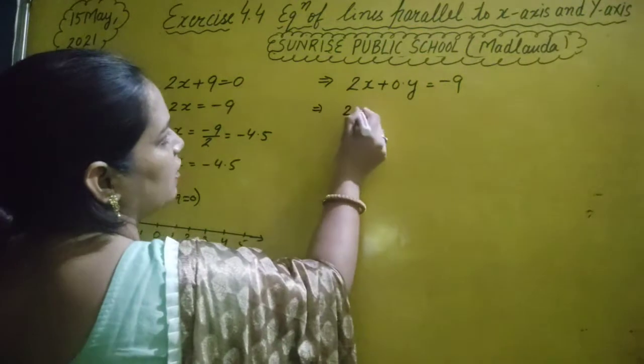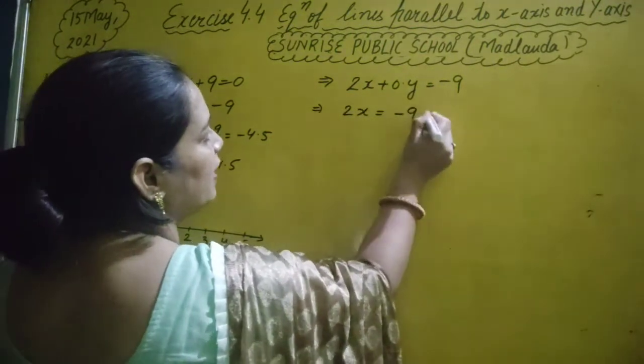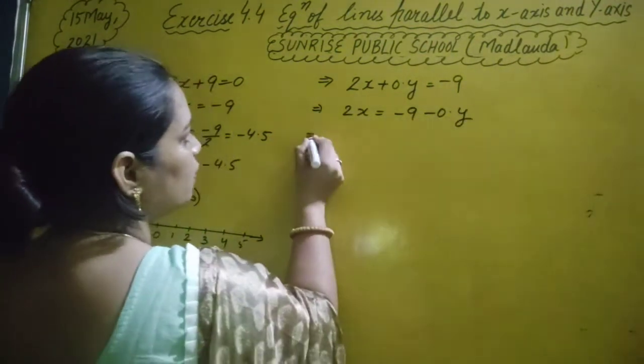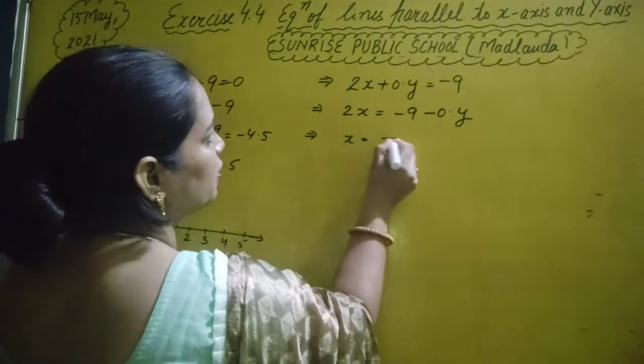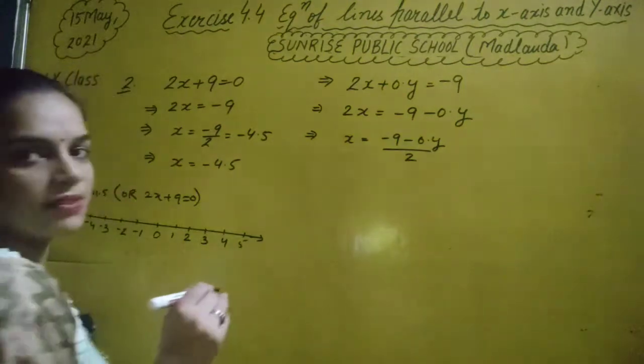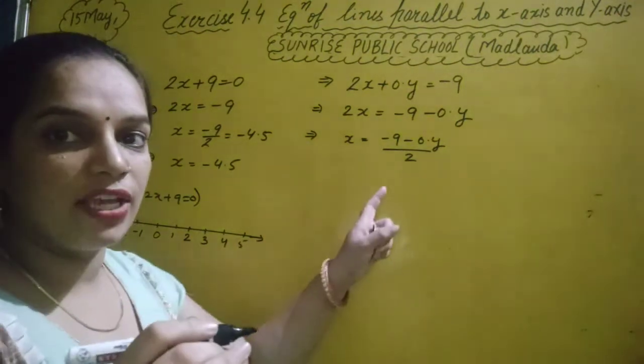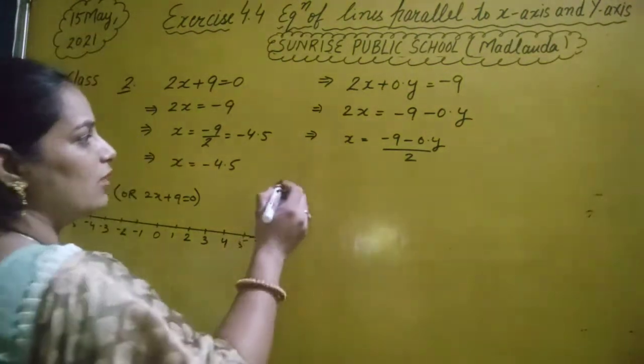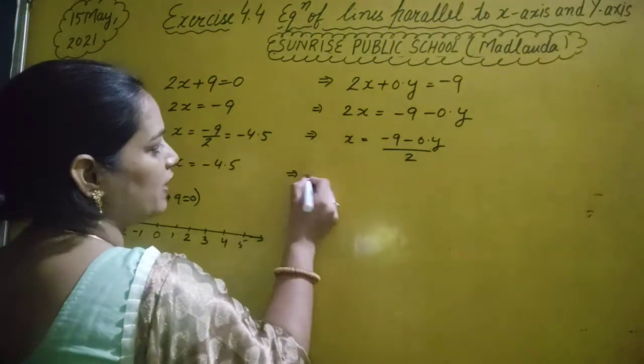Now we will take the term of y in the right hand side. Now we will take 2 in the denominator. So this will become the value of x. Now by putting the value of y in the right hand side, we will form the values of x. आप x की values find करेंगे.